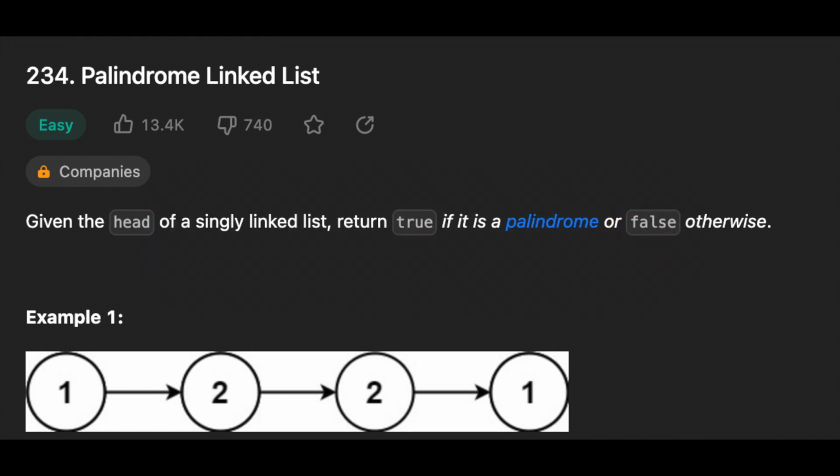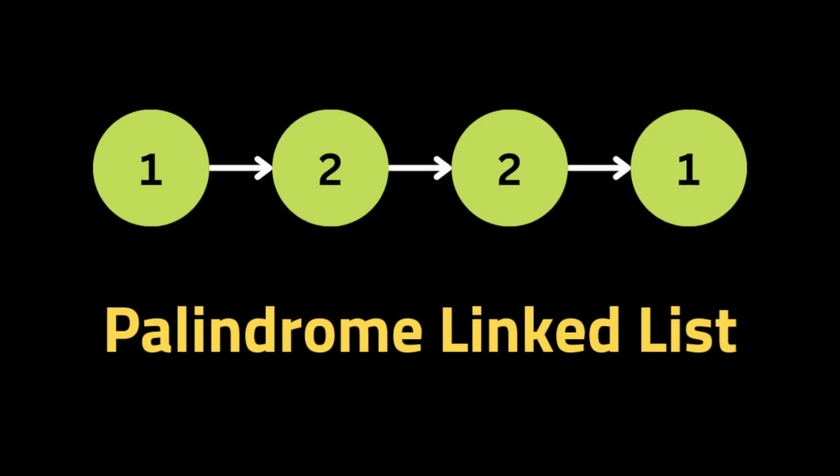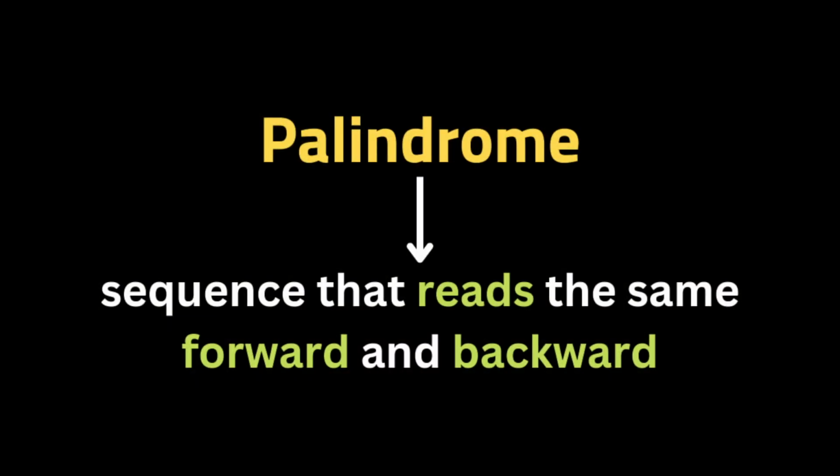So in this video, we'll be discussing and solving the problem palindrome linked list. So let's get started. The question is that they give us a singly linked list where each node has a value and next pointer, and the task here is to return true if it's a palindrome or false otherwise. So what do we mean by a singly linked list palindrome? A palindrome linked list is a sequence of nodes that read the same forward as backward.